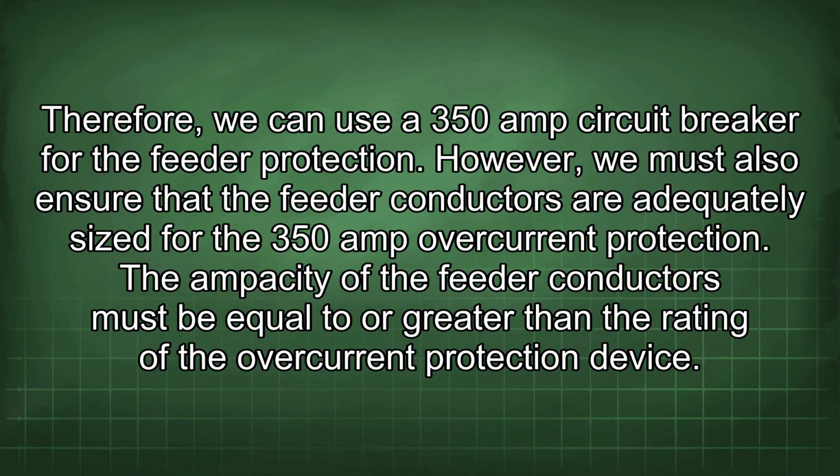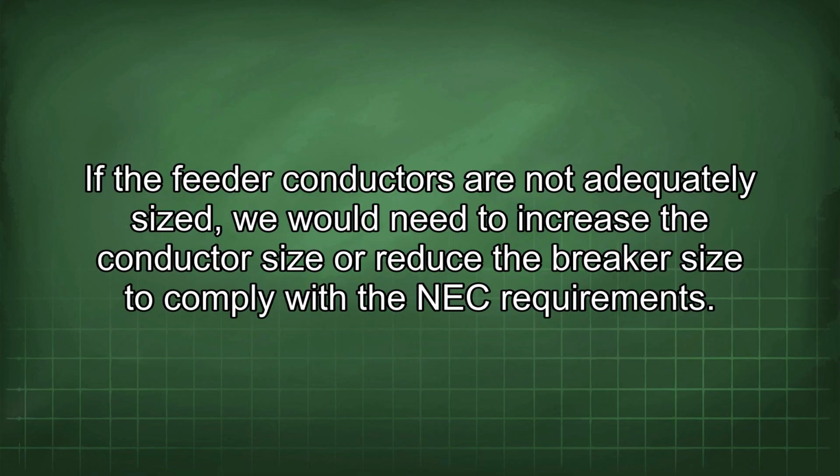However, we must also ensure that the feeder conductors are adequately sized for the 350 amp overcurrent protection. The ampacity of the feeder conductors must be equal to or greater than the rating of the overcurrent protection device. If the feeder conductors are not adequately sized, we would need to increase the conductor size or reduce the breaker size to comply with the NEC requirements.